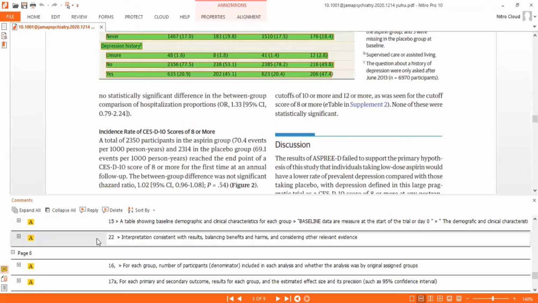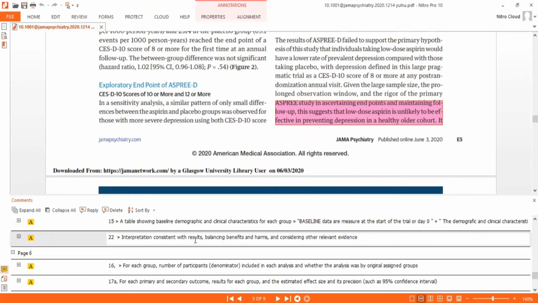Next, point 22. Interpretation consistent with result, balancing benefits and harms, and considering other relevant evidence. ASPREE study in ascertaining endpoints and maintaining follow-up. This suggests that low-dose aspirin is unlikely to be effective in preventing depression in a healthy older cohort.